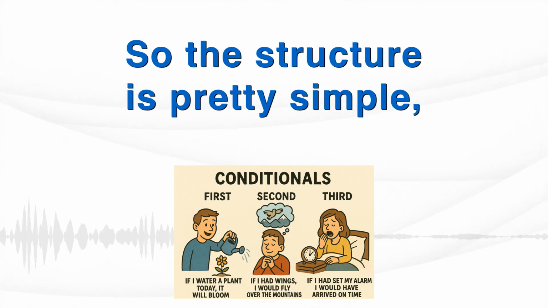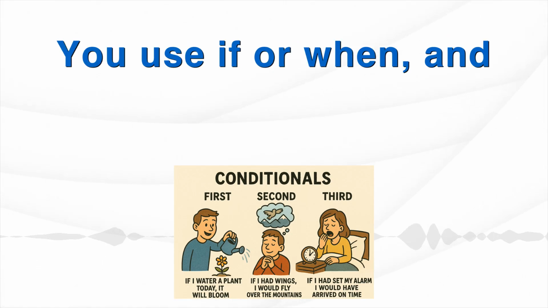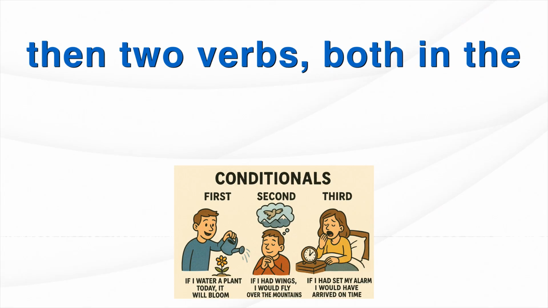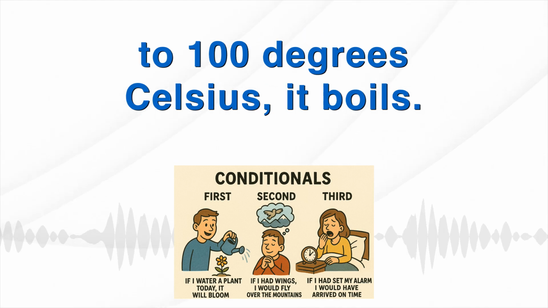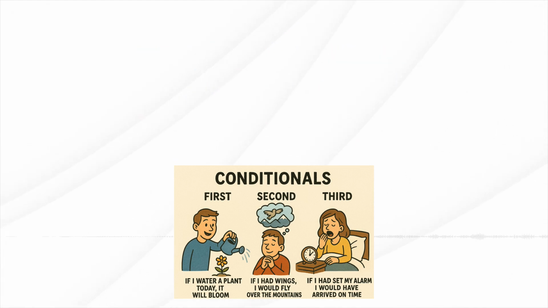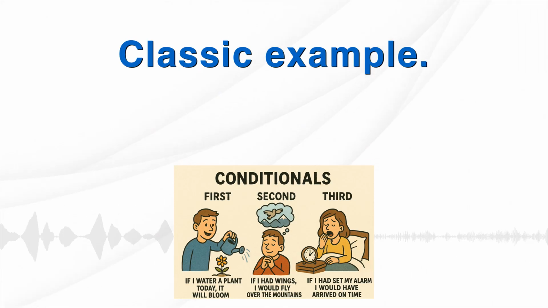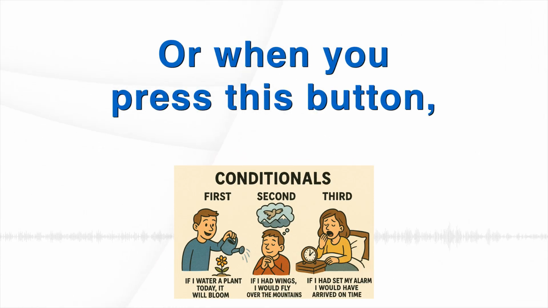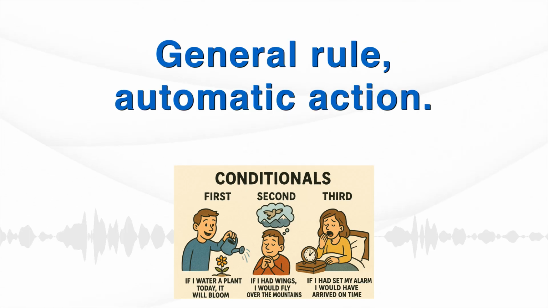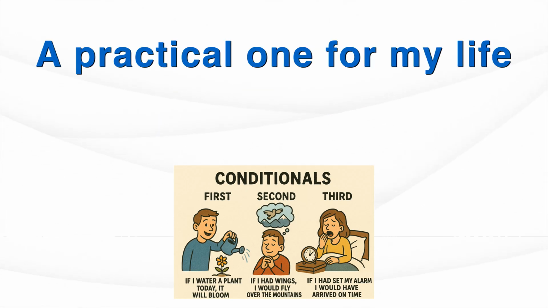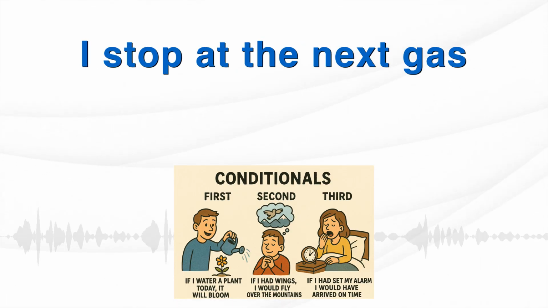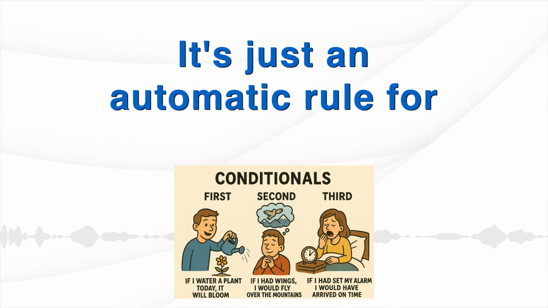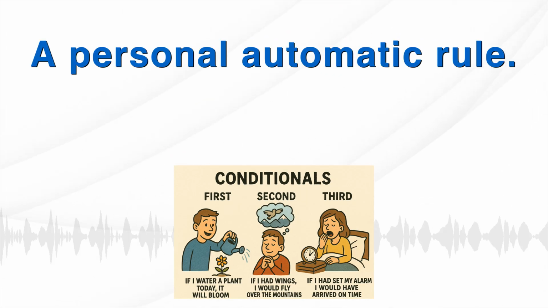Got it. So the structure is pretty simple, right? You use if or when, and then 2 verbs, both in the present simple tense. Present simple, present simple. For example, if you heat water to 100 degrees Celsius, it boils. Universal scientific fact. Classic example. Or when you press this button, the system activates. General rule, automatic action. Yep. A practical one for my life, maybe, is with my car. If the fuel light comes on, I stop at the next gas station. It's just an automatic rule for me. Makes perfect sense. A personal automatic rule.